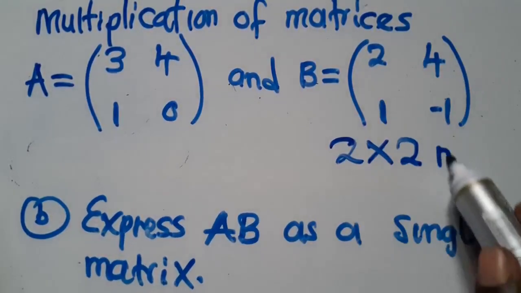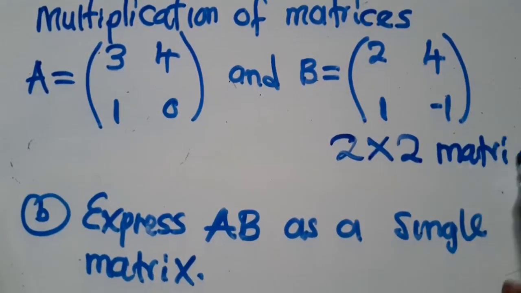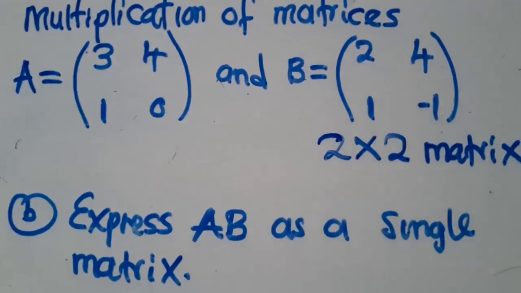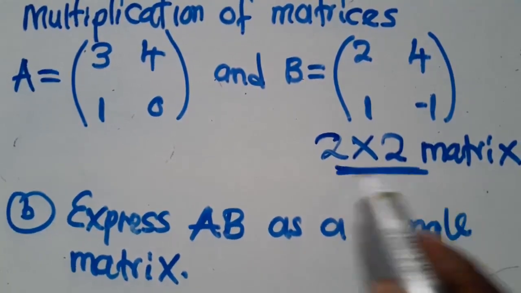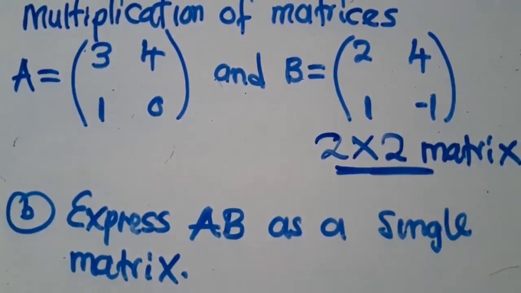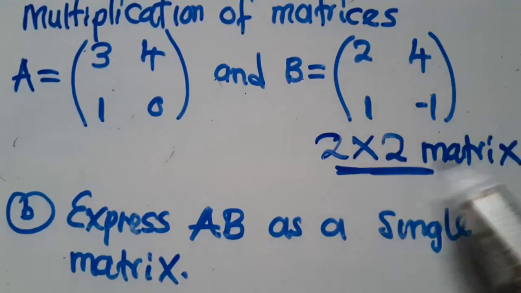Matrix B is a 2 by 2 matrix. We've answered. That is your answer. It is a 2 by 2 matrix. So these are the procedures that you need to do. These are some of the things that you need to put into consideration. So this is a 2 by 2 matrix.